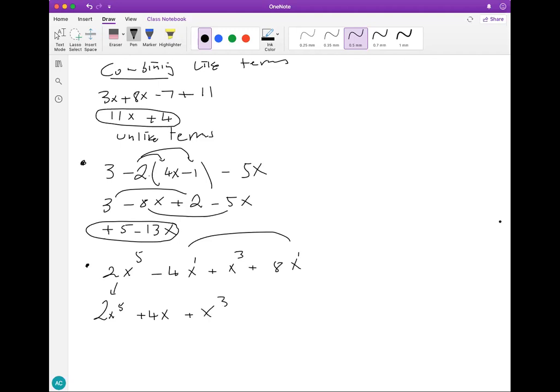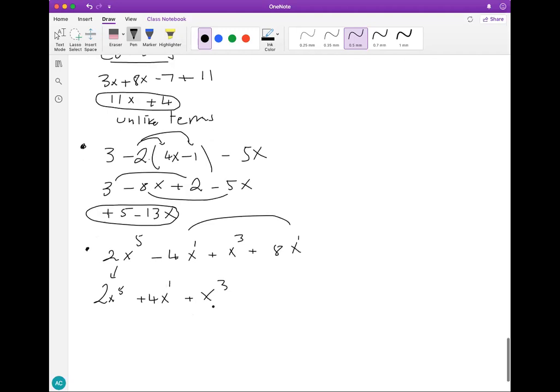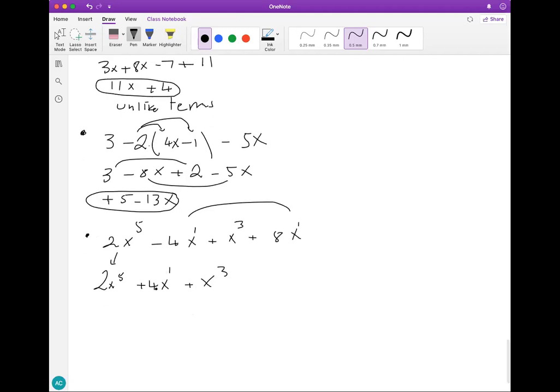Bring it down. Okay, and that's basically it. So we have 2x to the fifth, 4x to the first, x to the third. These are different terms. They're not the same.